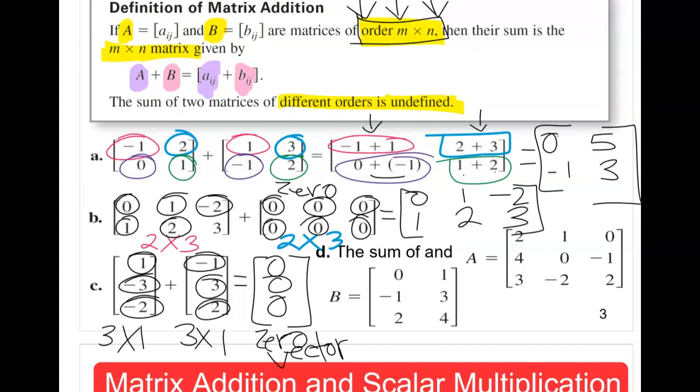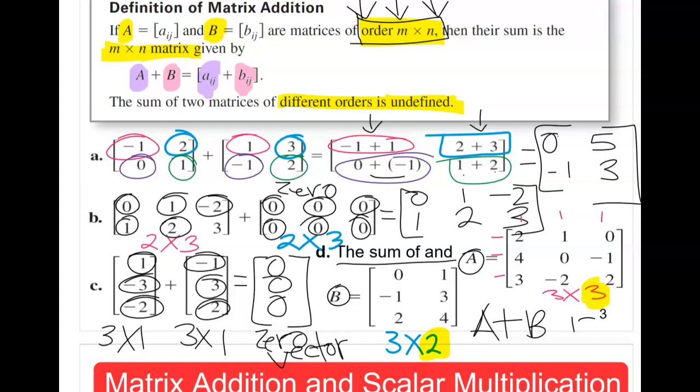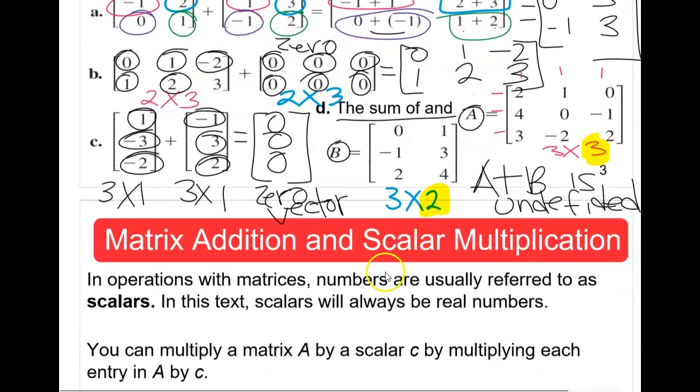Okay, now the next question is the sum of matrix A plus matrix B. And just so you know the dimensions of matrix A, it has 3 rows and 3 columns. So this is a 3 by 3 matrix. And if we look at matrix B, we have 3 rows and 2 columns. So because the dimensions are not the same, we are simply going to say that A plus B is undefined, or it doesn't exist, or maybe WebAssign has that option, the DNE for does not exist.